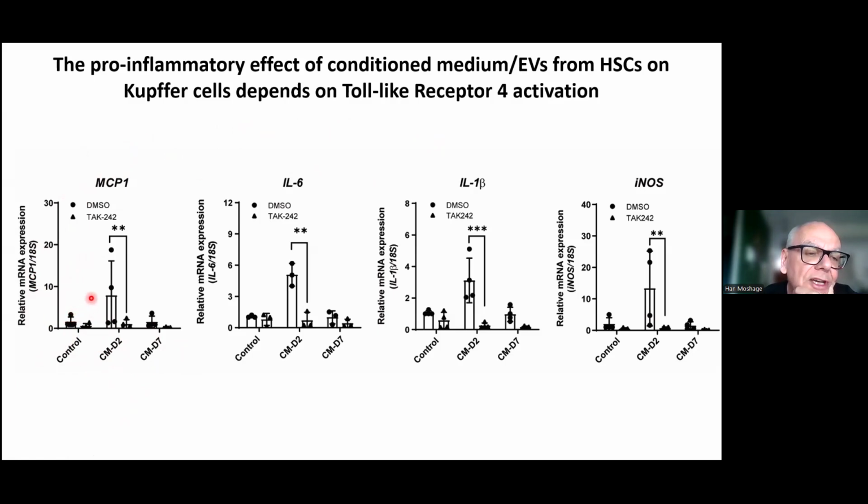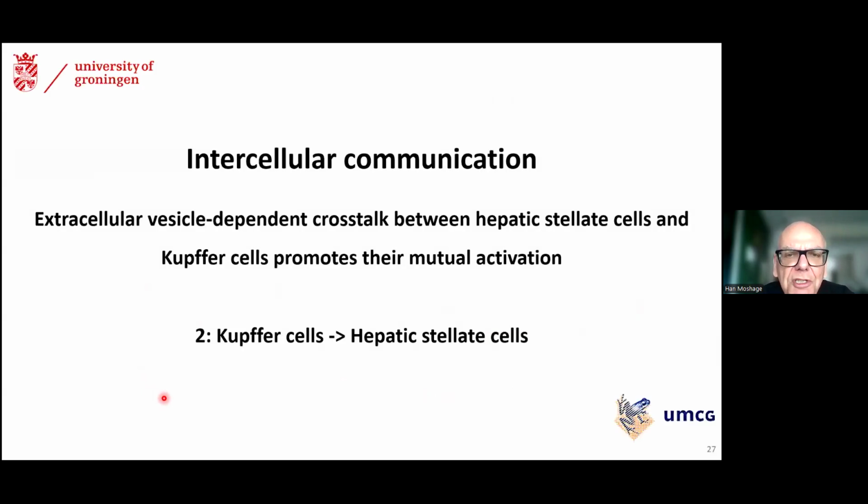then we see what we expect, the activation of inflammatory markers in the Kupffer cells, interleukin-6, interleukin-1 beta, and iNOS. But if we add an inhibitor of the toll-like receptor, the activating effect is completely gone. And this means that the Kupffer cells are activated by components released by stellate cells, released in the extracellular vesicles of stellate cells, in a mechanism that is dependent on toll-like receptor 4, which is the main inflammatory receptor of Kupffer cells.